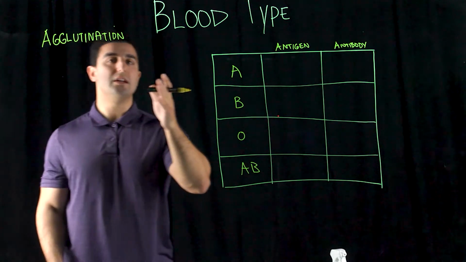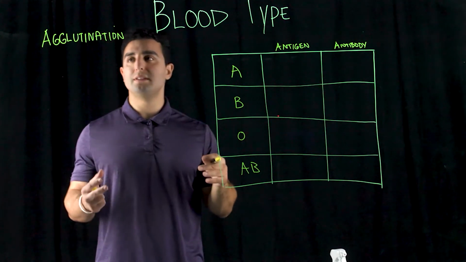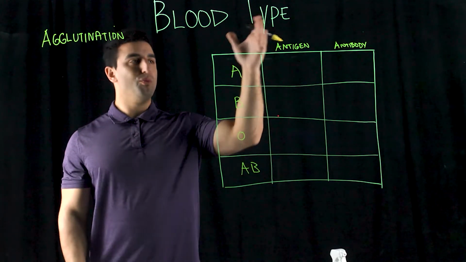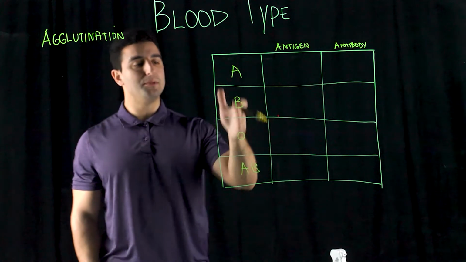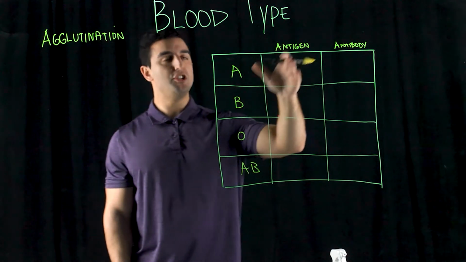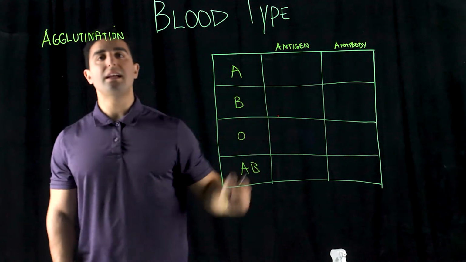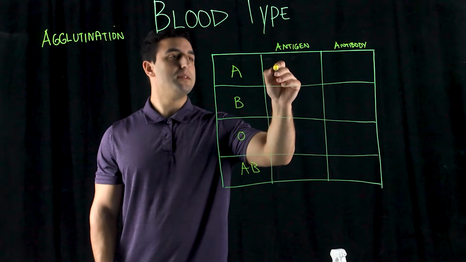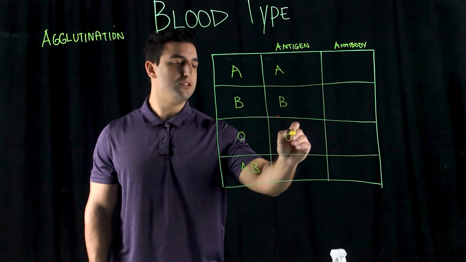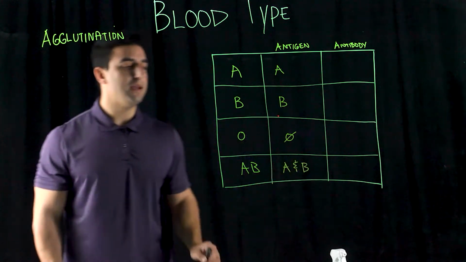This is seen in instances of blood incompatibility. Whenever someone is having a blood transfusion and they have the wrong blood type, this phenomenon, agglutination, takes place. Let's see what antigen is present and what antibody is present. Each blood type has its own antigen and antibody. The best way to remember this is that whatever the blood type is, that is the antigen present. Type A blood has A antigens, type B blood has B antigens, type O blood has no antigens, and type AB blood has both A and B antigens.